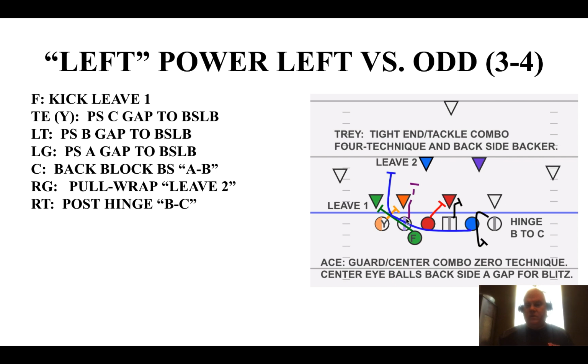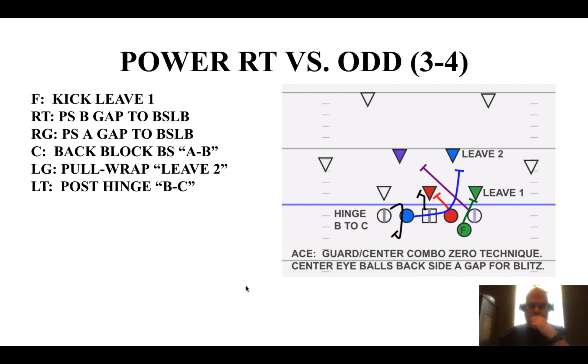The tackle, the postman, will come off and block him. Remember, if you're the drive man, the outside man doing the down block, you will never come off in our gap scheme. We're going to try to ace the nose again. The backside tackle will hinge BC. All right. And on the play side, as we see right here, leave 1. The F will kick the leave 1. The backside guard will wrap for leave 2. So you can see it right here, same thing as in the first diagram, the power right.